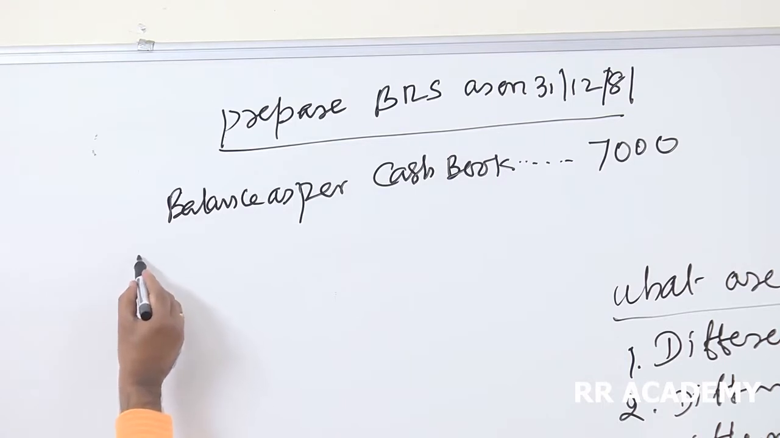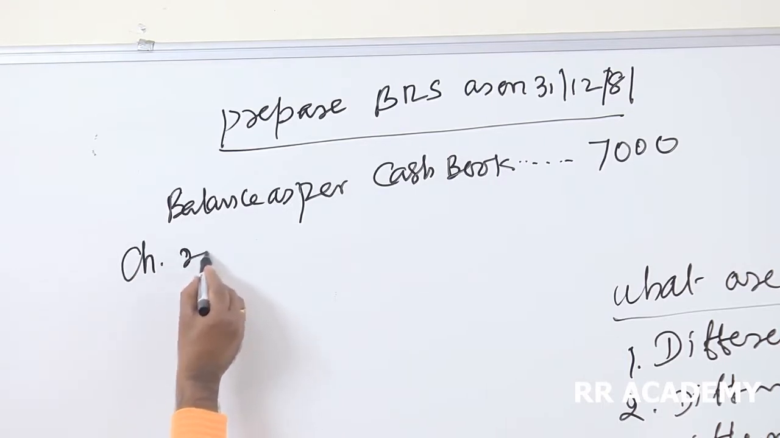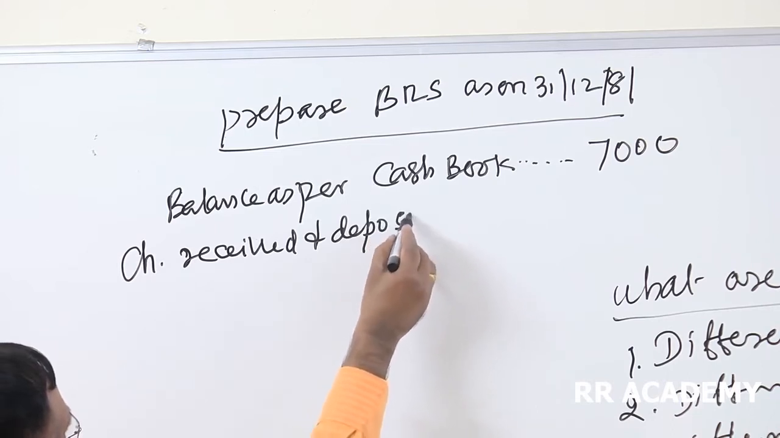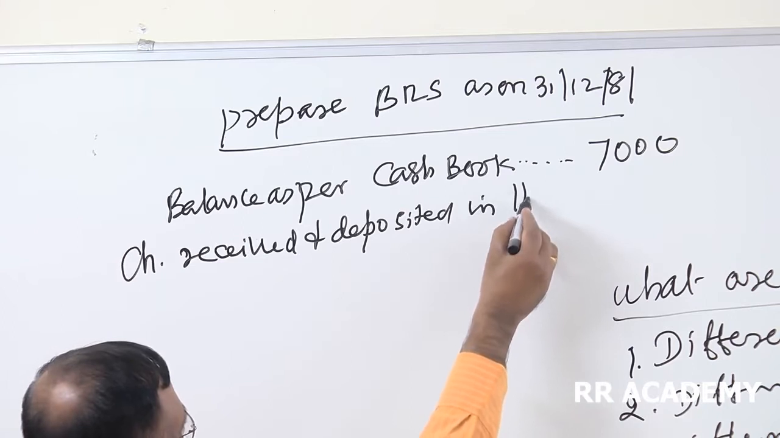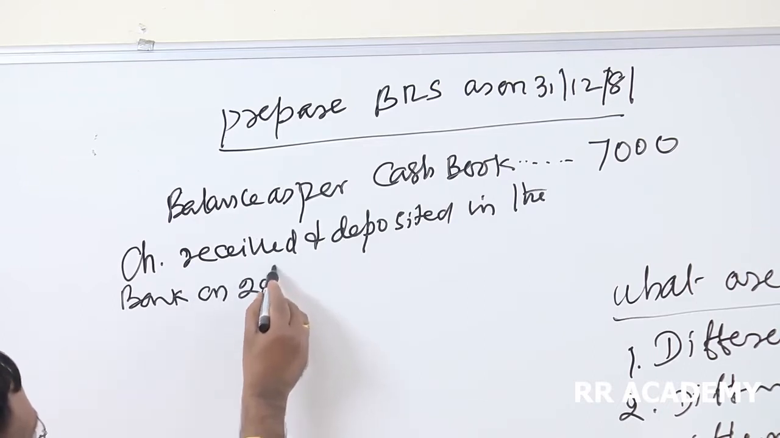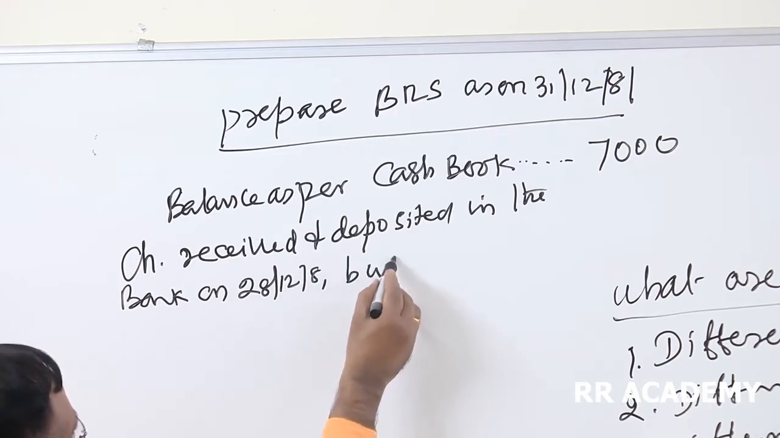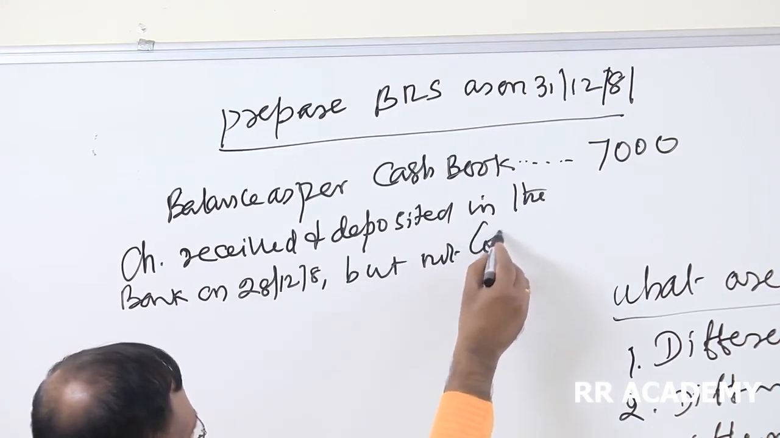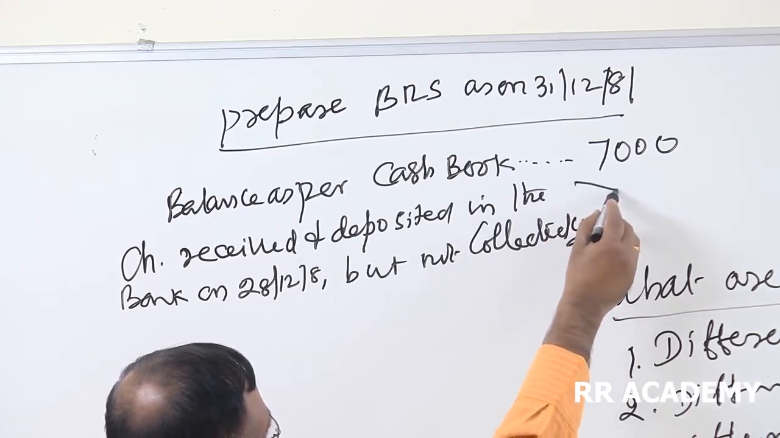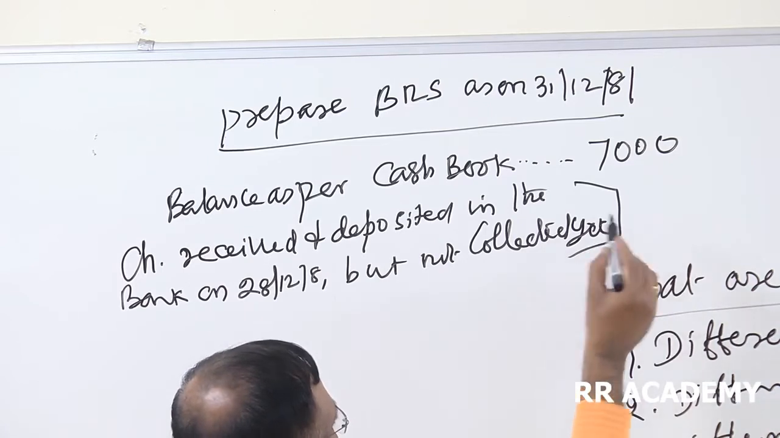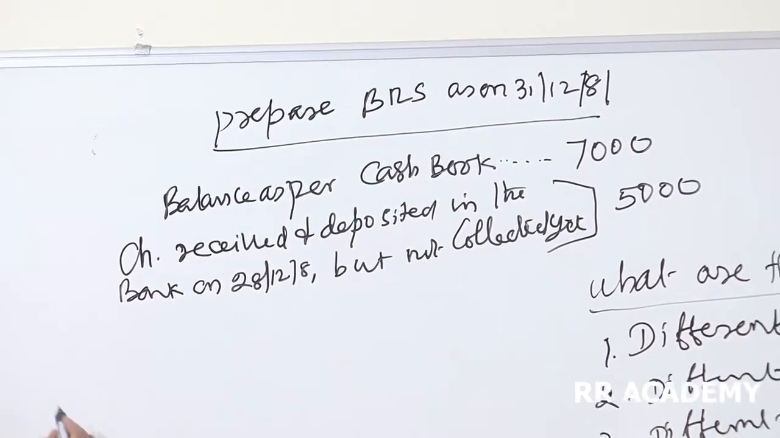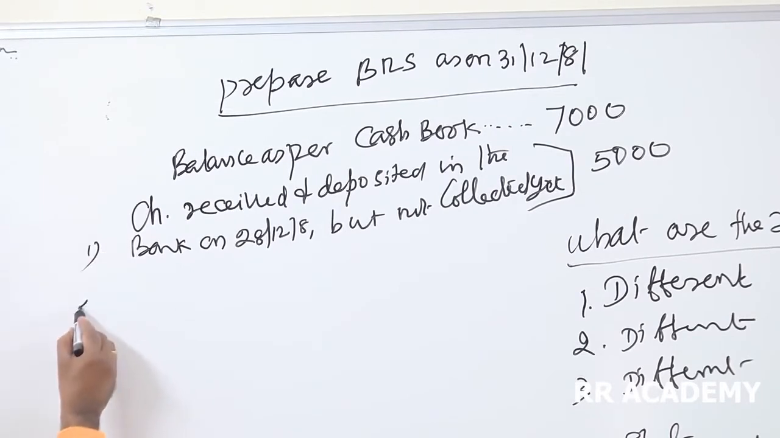Below that, check received and deposited in the bank on 28/12/81, but not collected yet. Yet. 5,000. This is 1. Next, 2.